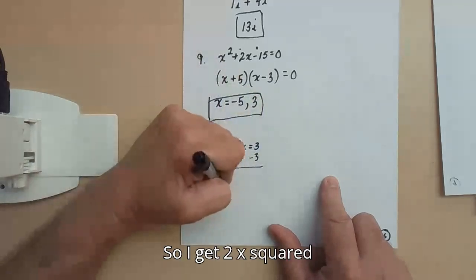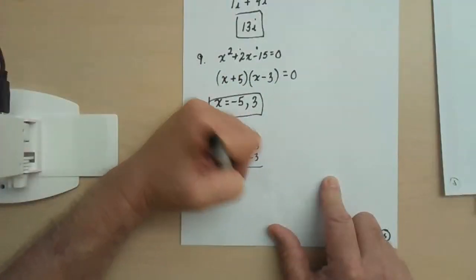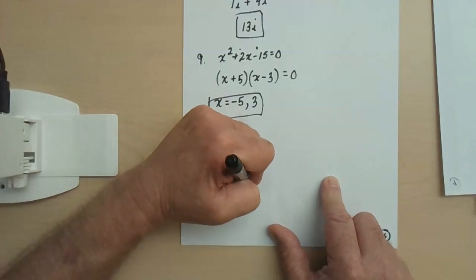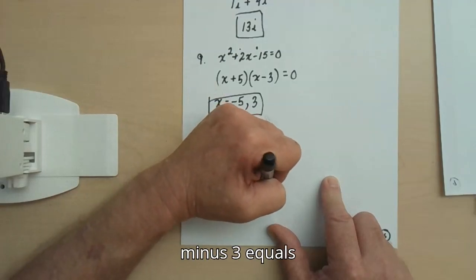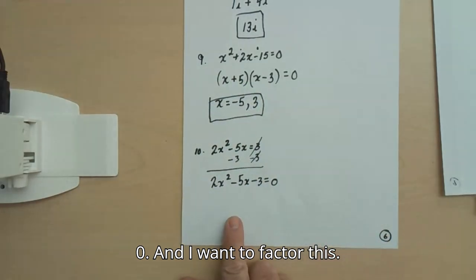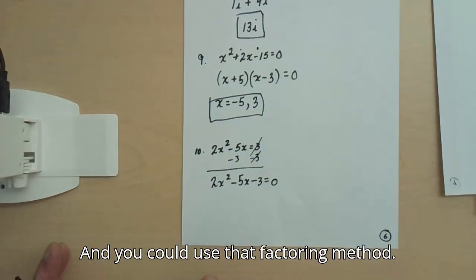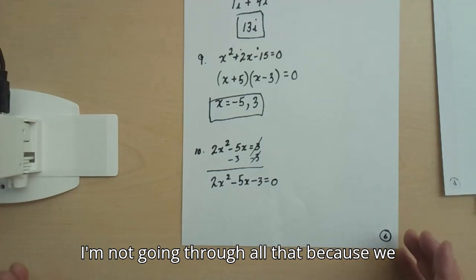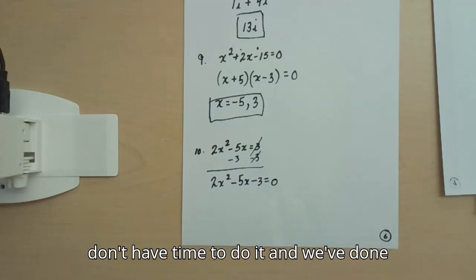So I get 2x squared minus 5x minus 3 equals 0. And I want to factor this. And you could use that factoring method. I'm not going through all that because we don't have time to do it, and we've done our factoring.